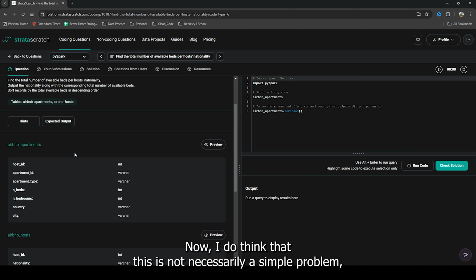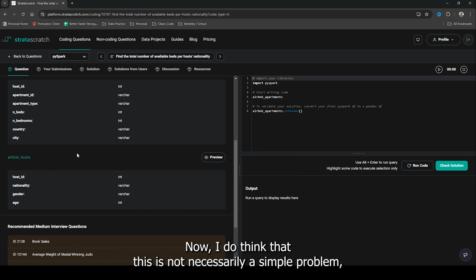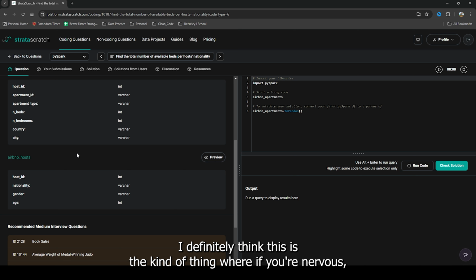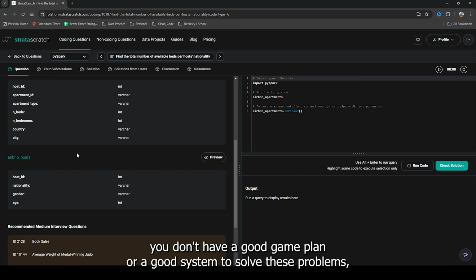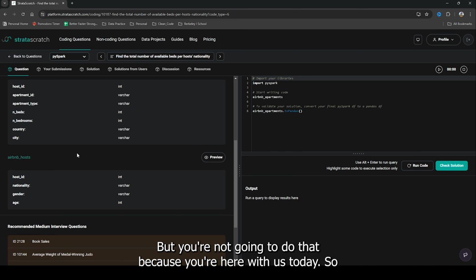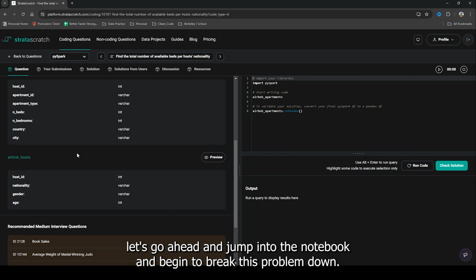Now, I do think that this is not necessarily a simple problem, but I do not think it rises to a high complexity. I definitely think this is the kind of thing where if you're nervous, you don't have a good game plan or a good system to solve these problems, you can easily get flustered and make this way more complicated. But you're not going to do that because you're here with us today. So let's go ahead and jump into the notebook and begin to break this problem down.